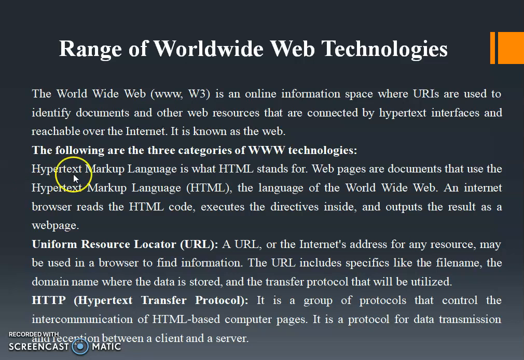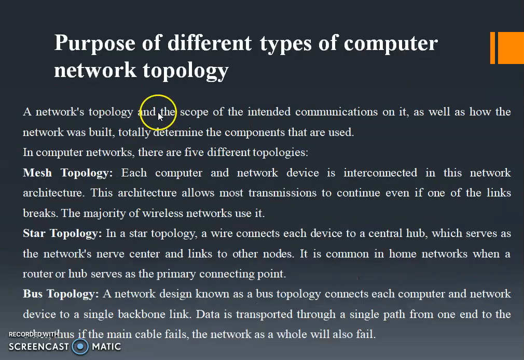The following are the three categories of WWW technologies. Hypertext markup language is what HTML stands for. WWW web pages are documents that use the hypertext markup language HTML, the language of the World Wide Web. An internet browser reads the HTML code, executes the directives inside and outputs the result as a web page.